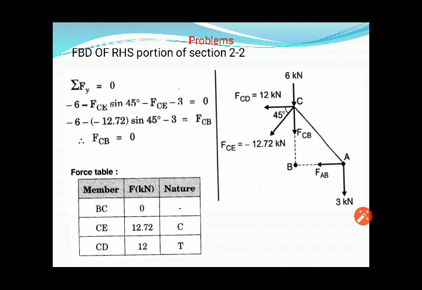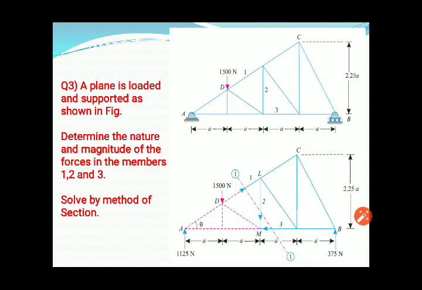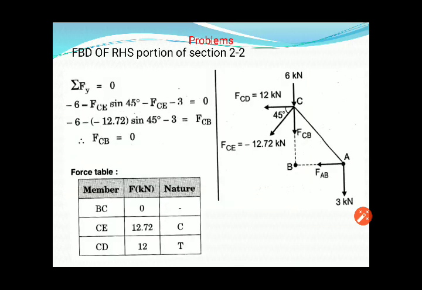So the free body diagram of the right hand side portion of section line 2-2. So go for summation FY equals 0. See, which member do I want to find now? I want to find only member FCB now. Okay, I know the value of FCD, I know the value of FCE. I only want now the value of FCB. So that is a vertical force. So if I take summation FY, I may get the value. So I am going with the right hand side portion of section 2-2.